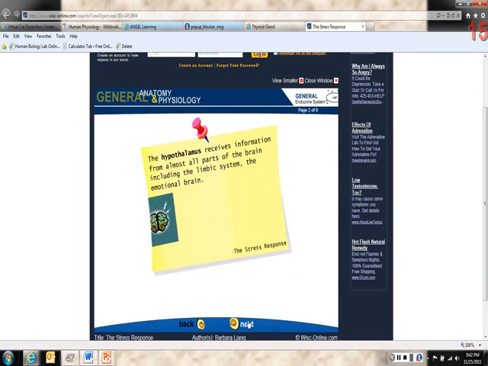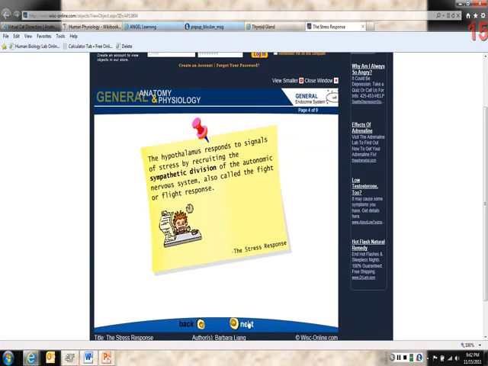The hypothalamus receives information from almost all parts of the brain, including the limbic system, the emotional brain. The hypothalamus responds to signals of stress by recruiting the sympathetic division of the autonomic nervous system, also called the fight or flight response.